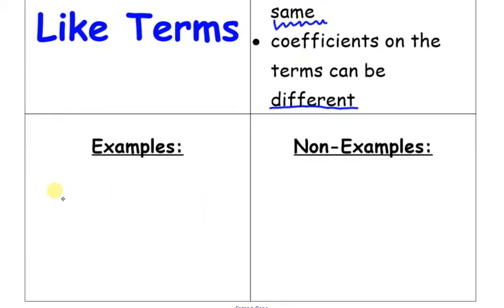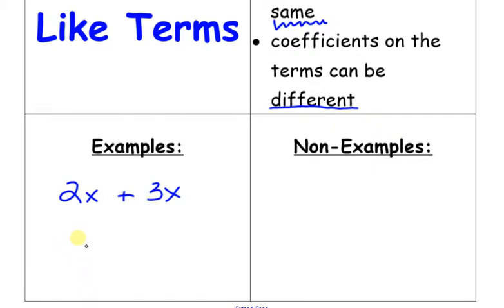An example of terms that are alike, or like terms, would be 2x plus 3x. The variable is the same. They're both x's. The exponent is the same. There's no exponent there. But the coefficients are different, 2 and 3. And that's okay. So we can combine those. And combine means to put together.